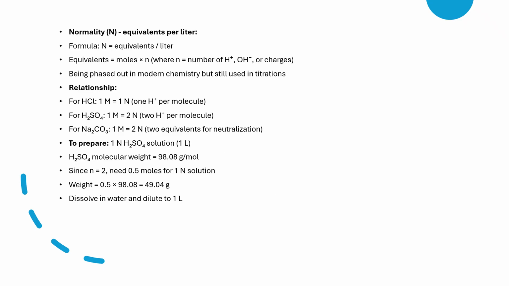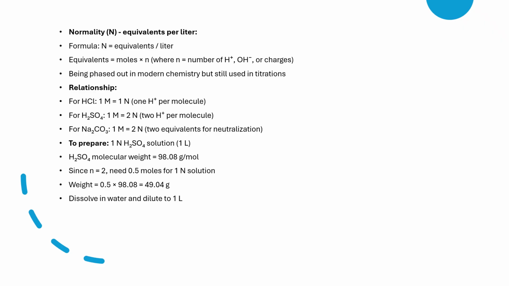So what is normality? Normality is equivalents per liter. And what is an equivalent? It is moles into N, where N is your number of charges, that is H+ or OH-. Let's learn the relationship between moles and equivalents. In HCl, there is one charge per molecule. In H2SO4, there are two charges, so there is 2N. And in Na2CO3, there are again two equivalents.